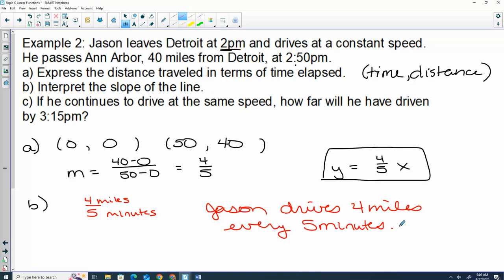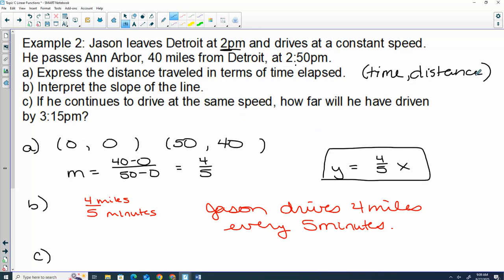Could you say he drives 4/5 of a mile in 1 minute? Yep. So there's not just a clear right or wrong on these. Lots of ways you can state the same thing. C. If he continues to drive the same speed, how far will he have driven by 3:15 p.m.?